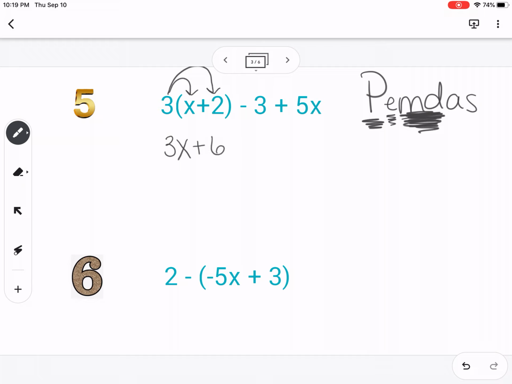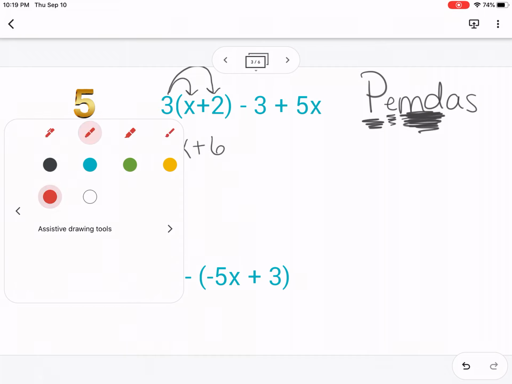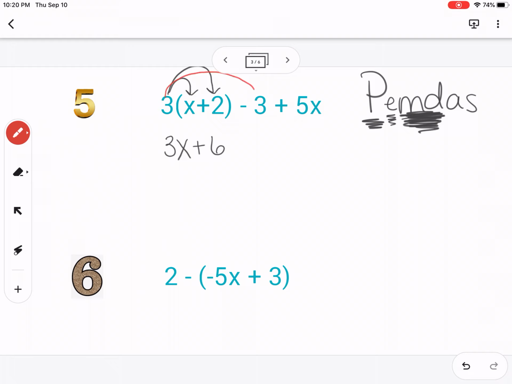Now, don't distribute the 3. Okay, let's put this in red. We're not going to do this. Don't distribute the 3 all the way out here. Why not? Pause and ask yourself that question. We're not going to distribute to that negative 3 because he wasn't in the parentheses. We're only distributing the 3 to everything that was in the parentheses. Okay?